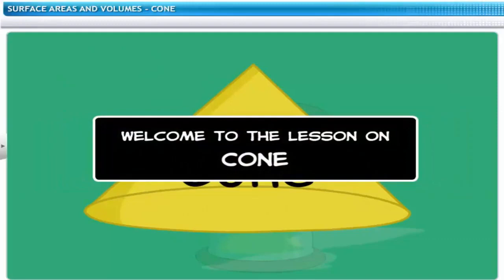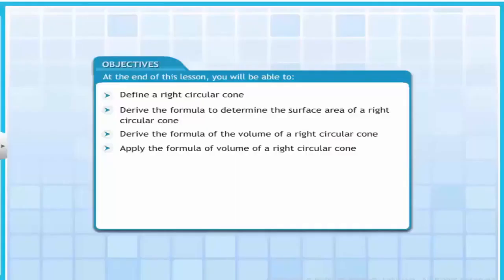Welcome to the lesson on cone. At the end of this lesson, you will be able to define a right circular cone, derive the formula to determine the surface area of a right circular cone, derive the formula of the volume of a right circular cone, and apply the formula of volume of a right circular cone.